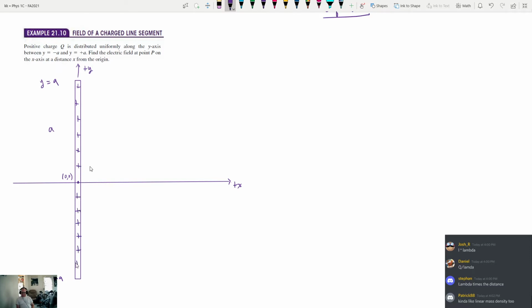Positive charges distributed throughout this, and we need to find positive charge, capital Q, so Q is equal to the total charge. How long is the rod, by the way? It's 2A, right? Distributed uniformly, that's important, along the y-axis between y equal to negative A and positive A. Find the electric field at point P, on the x-axis, a distance x from the origin.